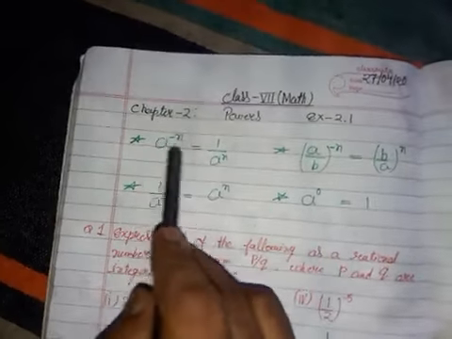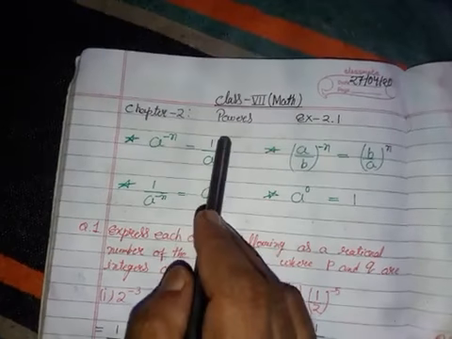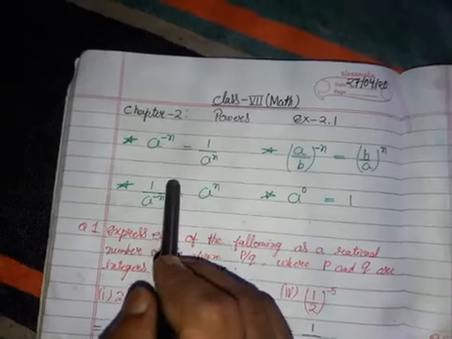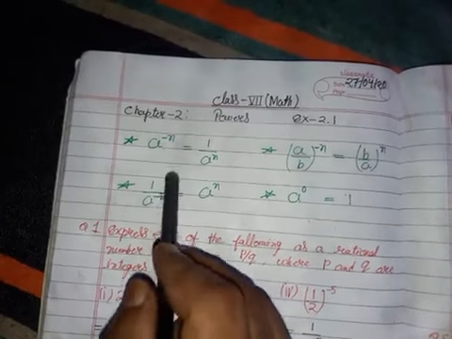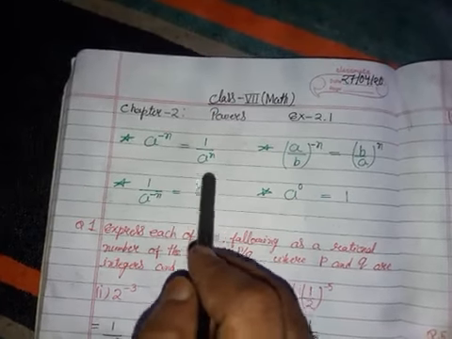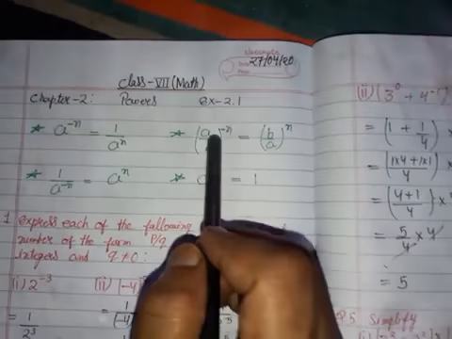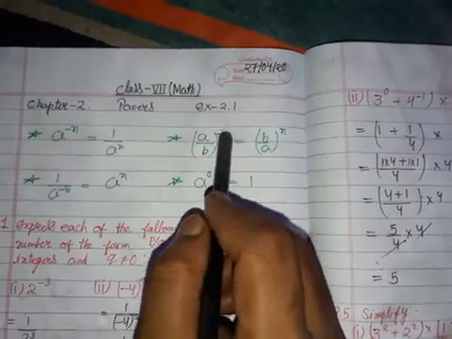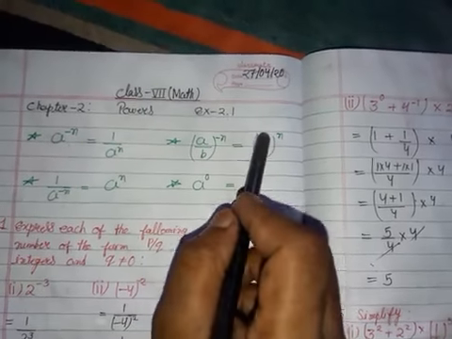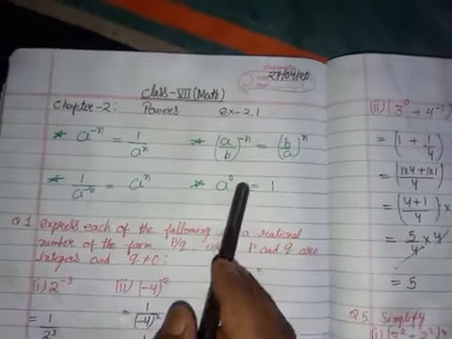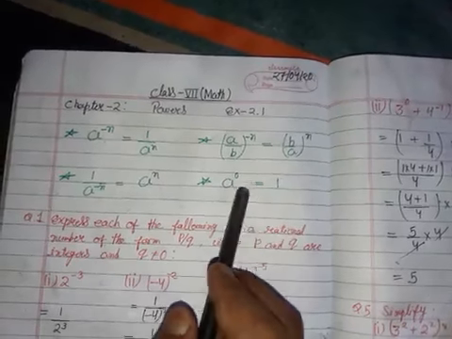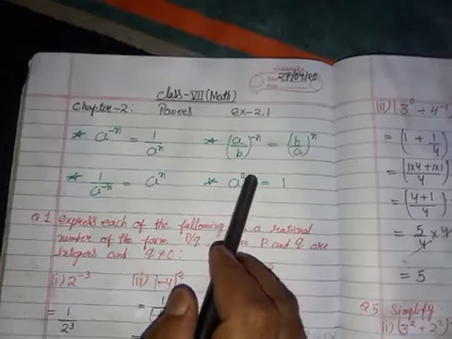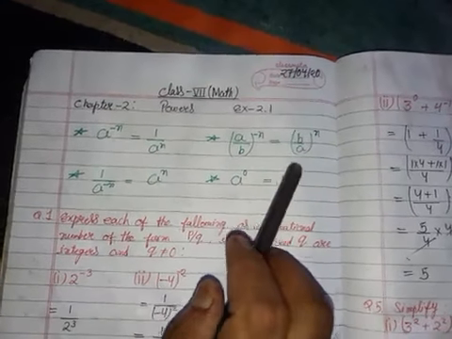When a to the power minus n, it is 1 by a to the power n, in reciprocal. And simply, 1 by a to the power minus n, we can write a to the power n. Now a by b to the power minus n means b by a to the power n. And here a to the power 0 means 1, any digit or rational number whose power is 0 comes 1.